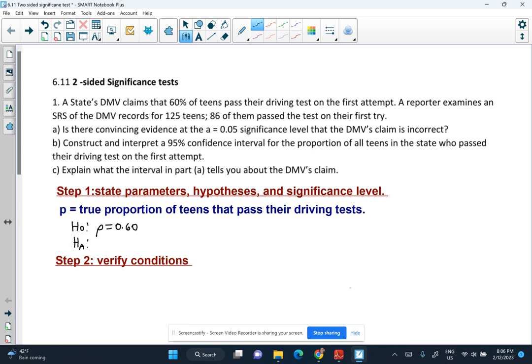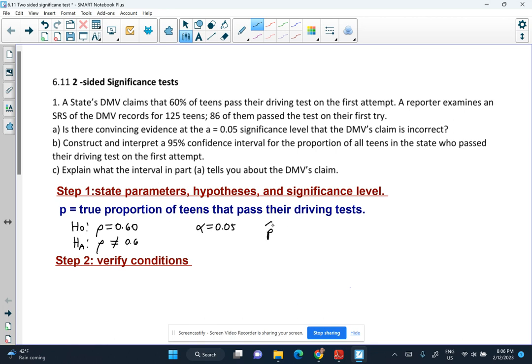And since this particular scenario doesn't provide a direction, so whether we expect it to be a higher proportion or lower proportion, we do something called a two-sided test. So we say we're looking at the probability that it's just not going to equal 0.6. And they defined our alpha as 0.05.